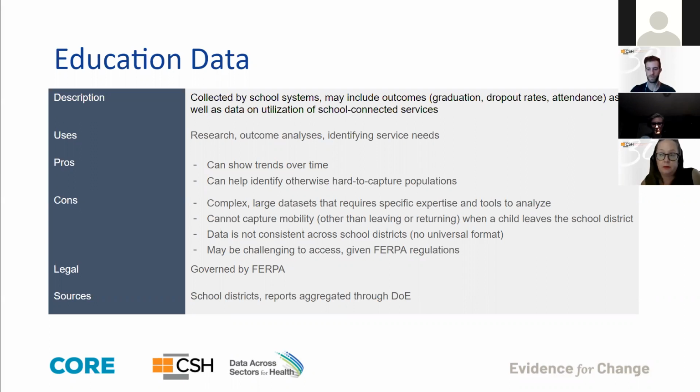There's no universal format across school districts. And as we know, there are loads of private and charter and other types of schools that have different things that they're collecting. So that's another thing to take into consideration. It's governed by, I can't remember what that acronym stands for. It's like Federal Education something Privacy Act. I can't remember what the R stands for. Because there are children involved, it's very restrictive. It's probably just as restrictive as HIPAA.